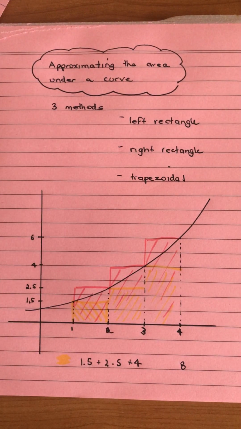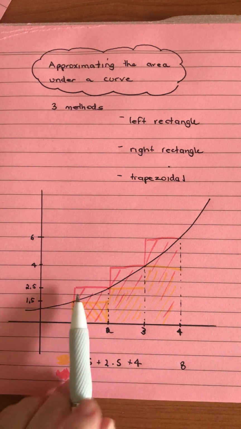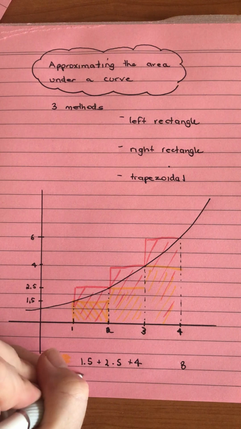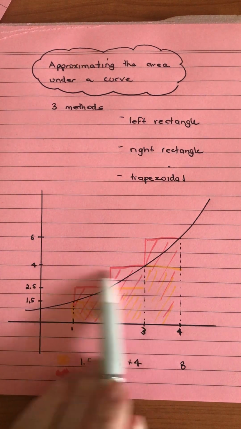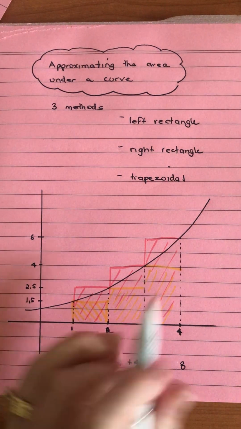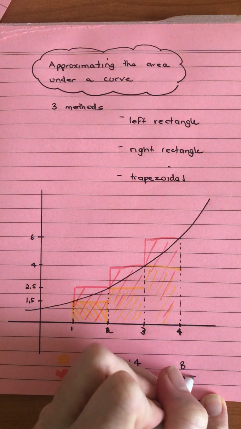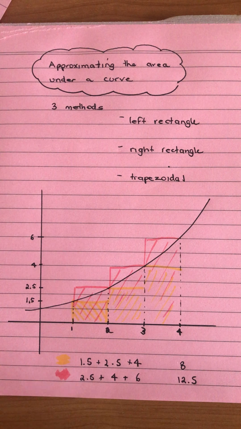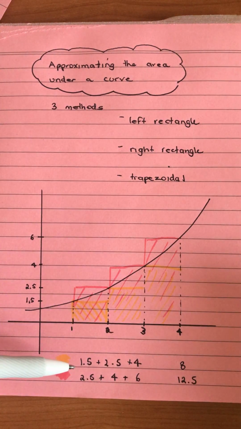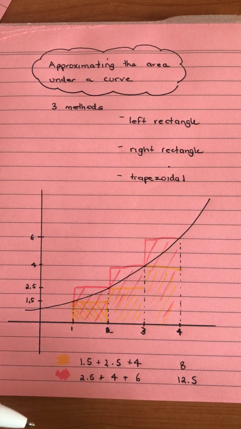So then this time, when I work out my area, it goes up to 2.5 times 1, so I get 2.5. Then I've got 4 times 1 is 4, and 6 times 1 is 6. So then I'm going to get an answer of 12.5. So obviously that is a bigger number than the left endpoint or the left rectangle method. And that's why those 2 methods are okay.